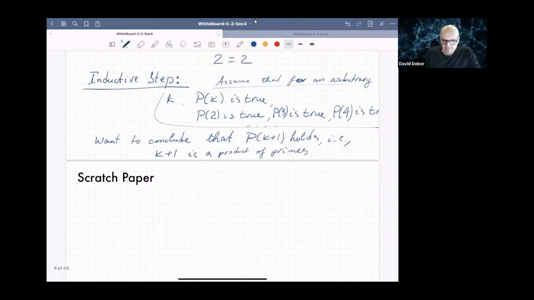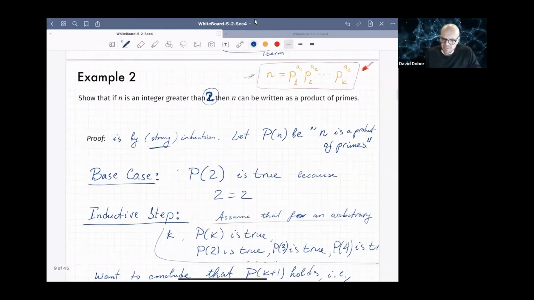Okay, so I have 2 cases. Consider 2 cases. If K plus 1 happens to be prime, like 30 and 31. I know 30 may be decomposed into a product of primes, but I'm not even using it. 31 is K plus 1. If it's prime, then it's already a product of primes, just like this 7 here.